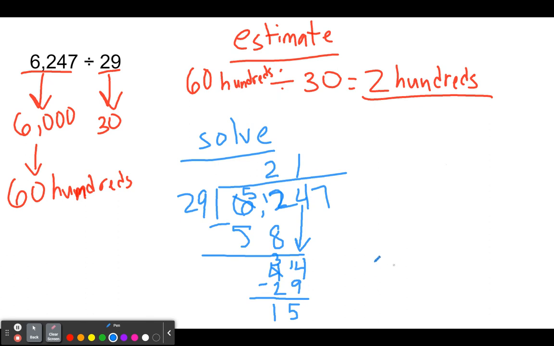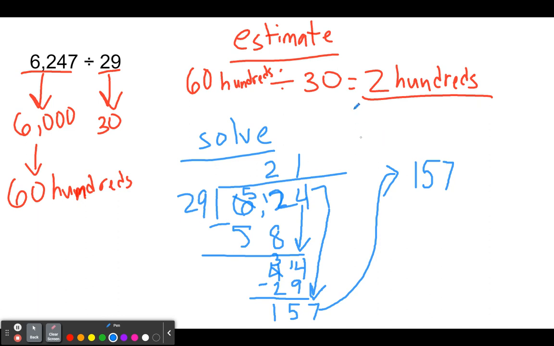Okay, so I ran out a little bit of room, but if we have 100, we have 15. I'm going to bring down my 7 ones. So now I have 157 ones, and I'm actually going to go ahead and do my math up here. So I have 157, right? Now, how many times can 157 go into 29?